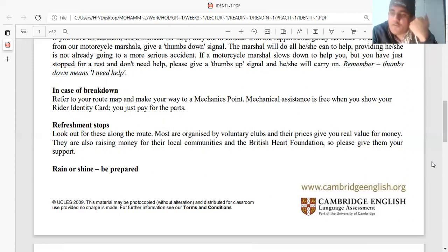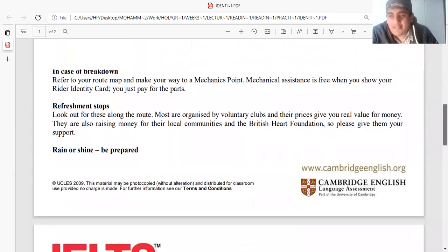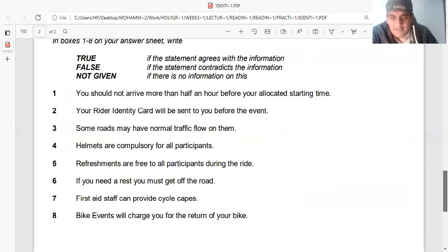How, in what way? They are raising money for the local communities, and they're also making respective donations to the British Heart Foundation. So if it's going to be free, how will they do charity out of it, right? So clearly, the refreshments, they are economical, but they're not free. Therefore, this is a clear-cut contradiction, as a result of which we will say that the answer to question 5 will be false.